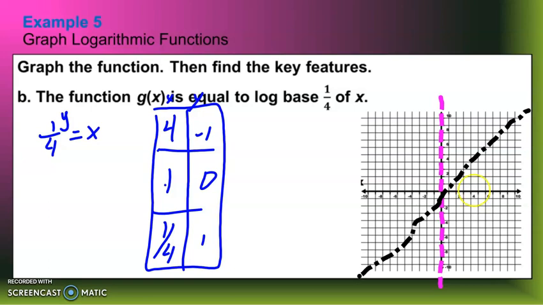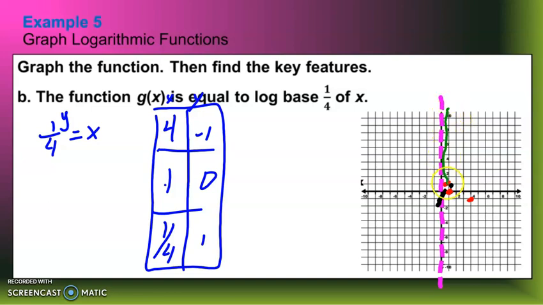4, -1. So 4, -1 is here. 1, 0 is here. And then 1/4, 1, which would be right here. Let me get rid of my reflection line here. And now I can draw my graph in here.